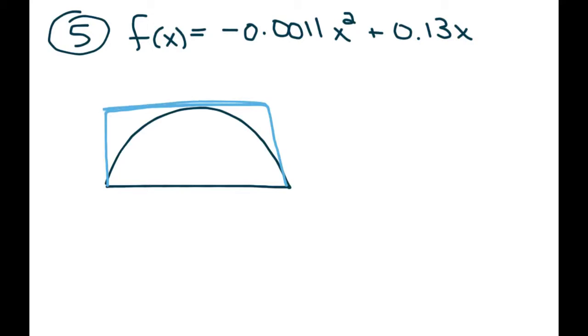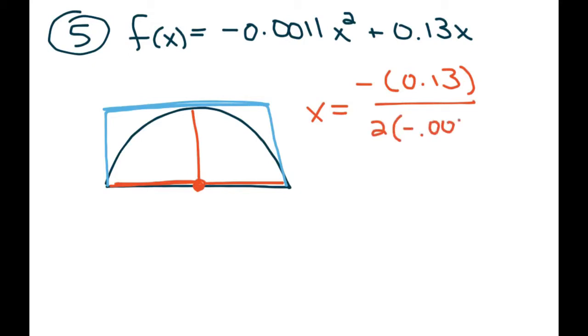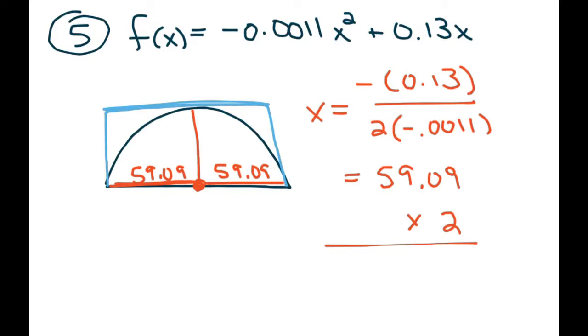So this length up here will be the same as the length between the bases of the arch. To determine what that is, we need to use the axis of symmetry formula to find this length here. The length on the other side will be the same because parabolas are symmetric, so the answer we get for x will just be multiplied by 2. So x is equal to negative 0.13 over 2 times negative 0.0011, and that's going to equal 59.09, because when we get a decimal, we usually round to the nearest hundredth. And now I'm going to multiply that number by 2, because this is 59.09. This must also be 59.09. So all I have to do is multiply that answer by 2, and I find out it's 118.18 feet.